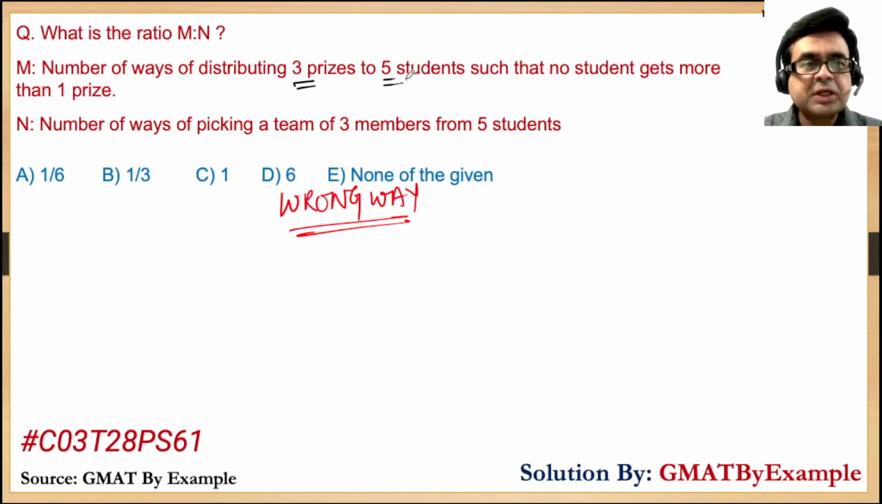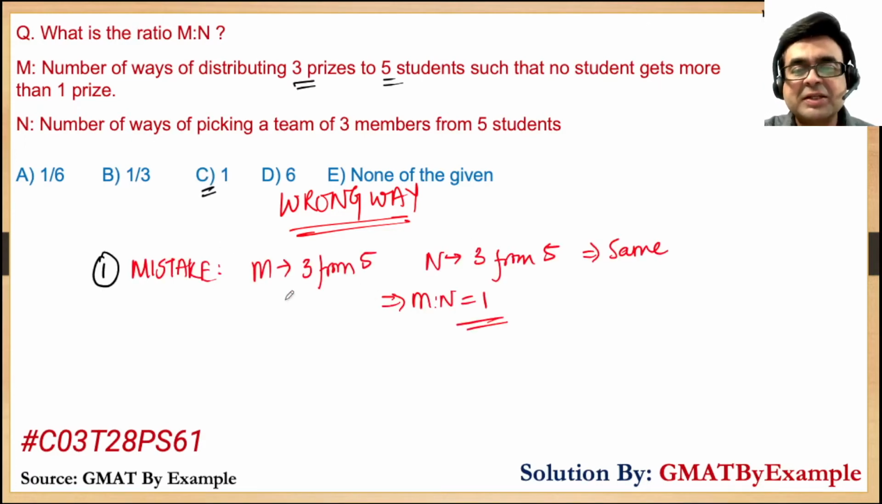So the biggest mistake people make is thinking that these two are the same thing. And since these two are the same, M is to N would be 1 and they mark 1 as the right answer. That's the biggest mistake. The mistake is saying that M is getting 3 students from 5 and giving them prizes, and N is also getting 3 students from 5 and putting them in a team. So they are kind of the same, and hence the ratio of M to N would be 1 because they are the same instances.